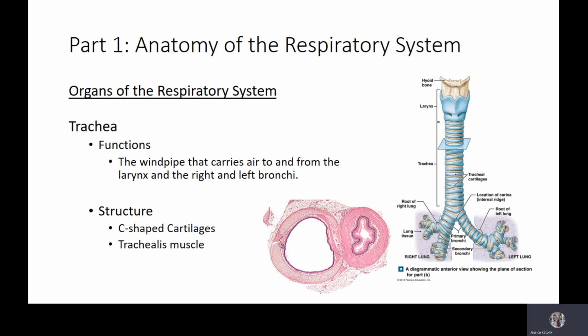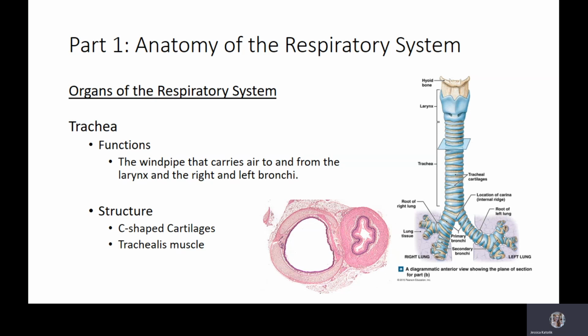Going a little bit farther down into the respiratory system, we're going to look at the trachea. The trachea, in layman's terms, is called the windpipe, and it's going to be responsible for ventilation. It's going to carry air to and from the lungs. Specifically, it's going to carry air to and from the bronchi. So we'll talk about the bronchi in just a moment.